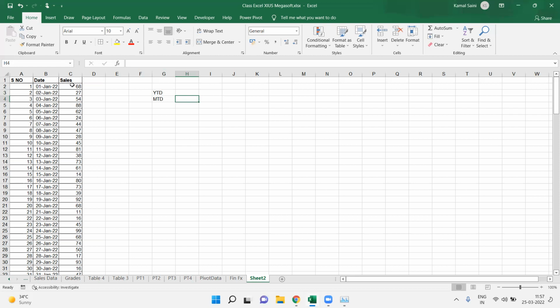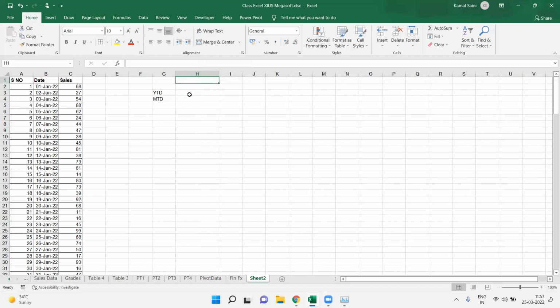Basically, how to get the starting date? For this, it's simple. 1st January 2022 is the YTD start for this case. But how to get the current month's starting date? This is the start date. End date will be your today's date.